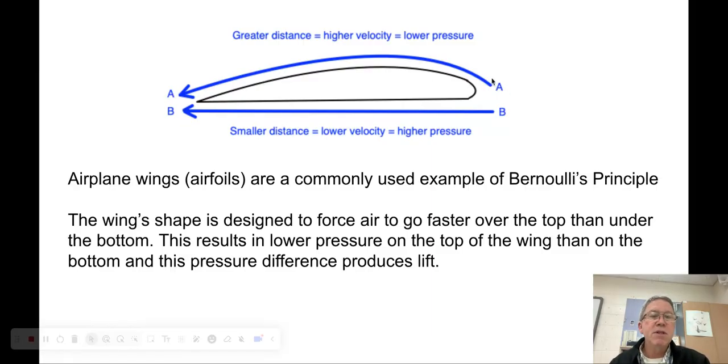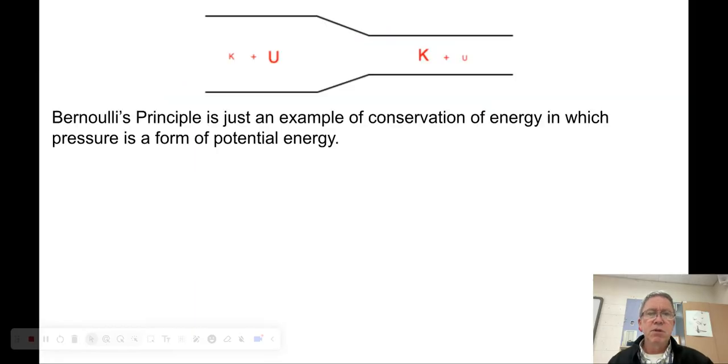So the particle going over the top, the particles aren't actually going anywhere, but relative to the plane, particle A went a greater distance in the same amount of time, so it had a higher velocity. So what we find is high velocity, low pressure on top, lower velocity, higher pressure below, and that pressure difference is what lifts the airplane. So that's something that gets talked about a lot. To be honest, they may ask you about that on the AP test, and it is cool. But I really want you to understand at a more physics level what Bernoulli's principle is all about.